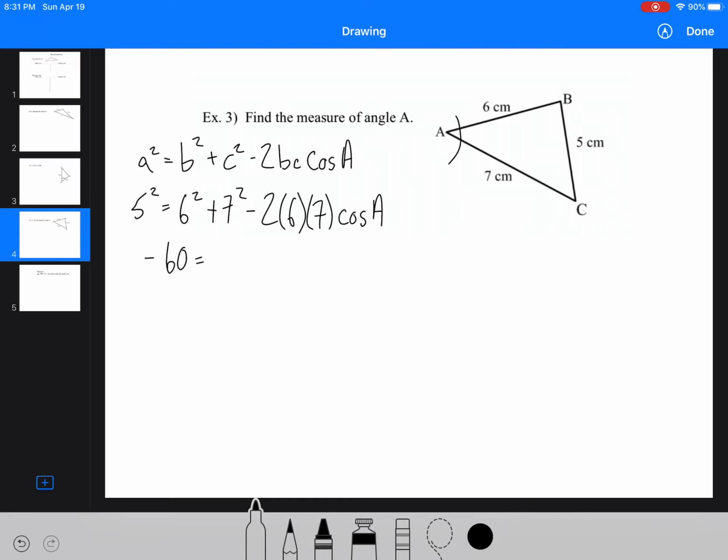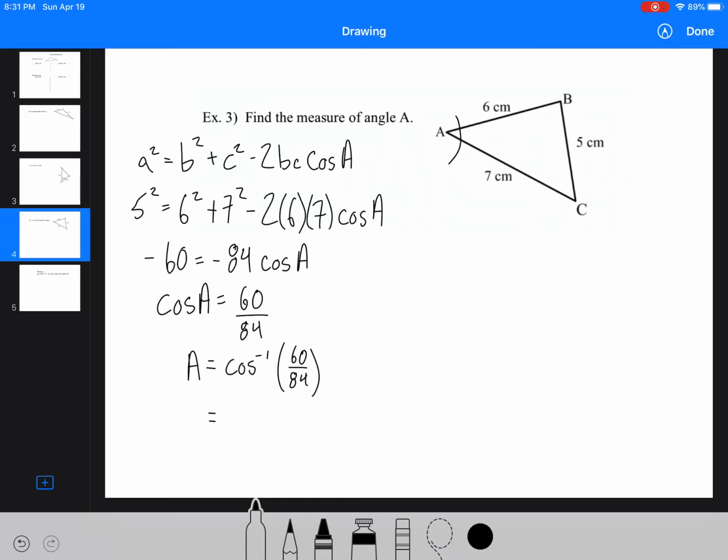Now, this is going to be 25 minus 36 minus 49. So right now we've got negative 60. I'm going to just write out an extra line here. 2 times 6 times 7 is going to be 84. That's negative 84 cos A. So then we'd get cos A, double negative is going to be a positive, 60 over 84. A is going to be the cos inverse of that, and we're all done.